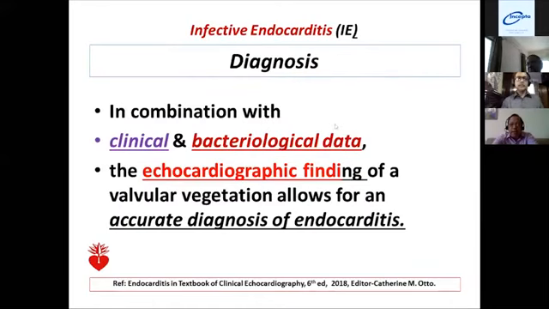We have already learned about the diagnosis. Actually, infective endocarditis is a clinical diagnosis. And in combination with clinical, bacteriological, and echocardiographic findings of valvular vegetation, it allows an accurate diagnosis of endocarditis. So I would concentrate on echocardiographic findings of infective endocarditis.